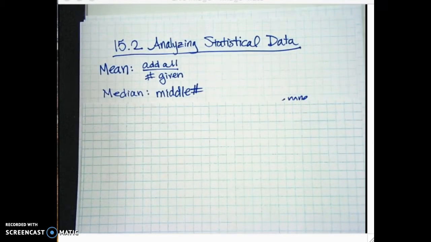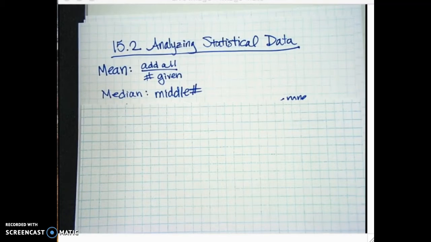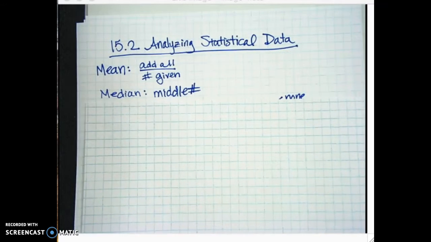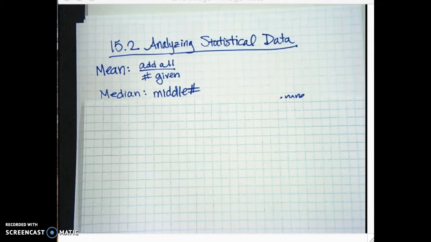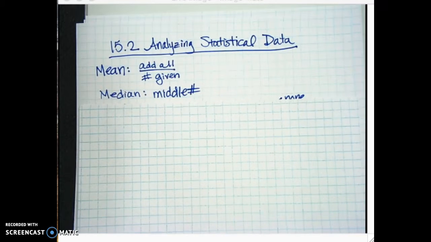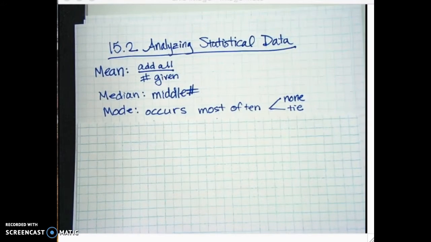Then you're going to find the median. The median is going to be the middle number. So if you have your numbers listed in order from smallest to greatest, just count your way towards the middle, and whatever number's in the middle is going to be your median. If you get there and there's two numbers, find their average by adding them together and dividing by 2.